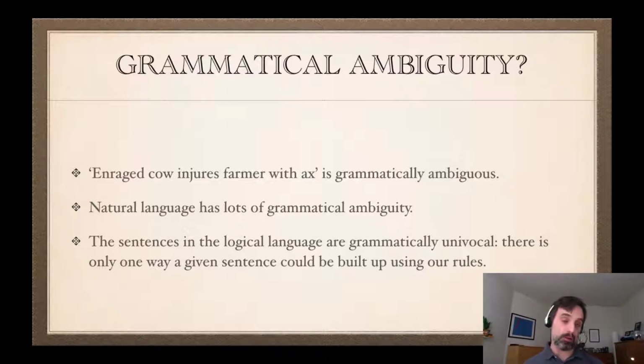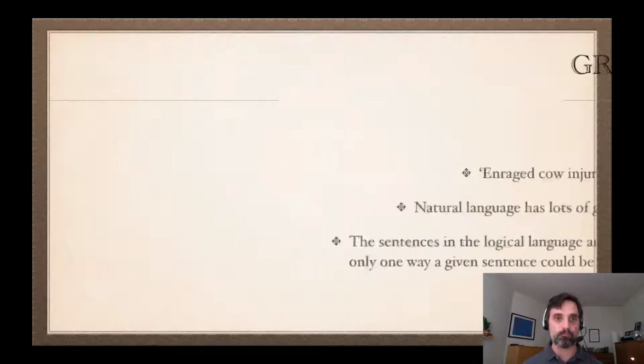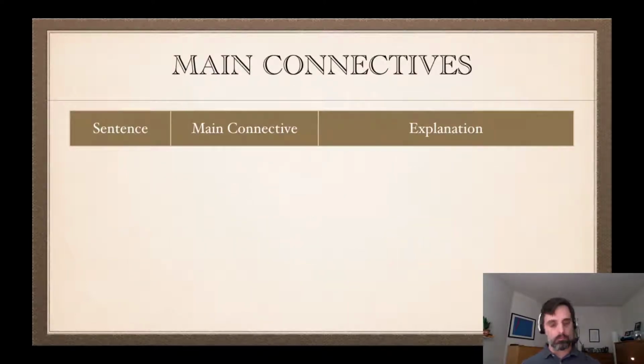And in fact, our language is grammatically unambiguous. Each sentence could have been built by our rules in only one way. Now, you could prove that. We're not going to, but it is in fact not ambiguous. So this is an important property of our language.